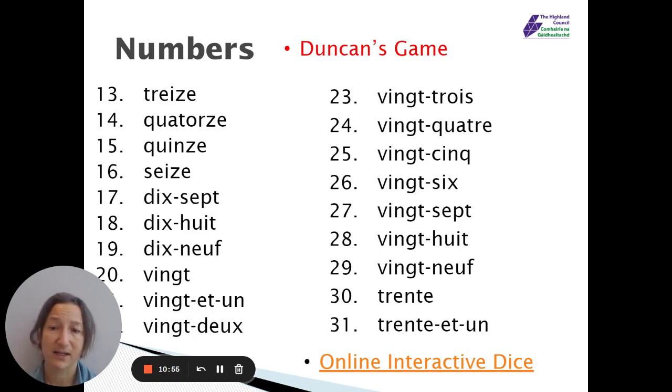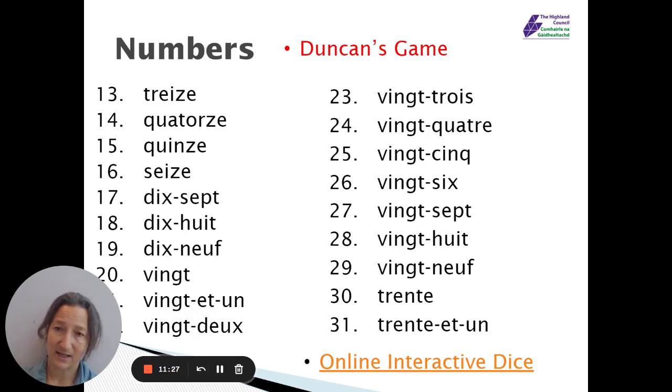And 21 up to 29 is just the number 20 plus the other number: 2, 3, 4, 5, etc. The only exception is that with 21, you say "20 and 1", as you do for "30 and 1". So that's the only difference. Okay, key pronunciation. Again, focusing on rolling R's.